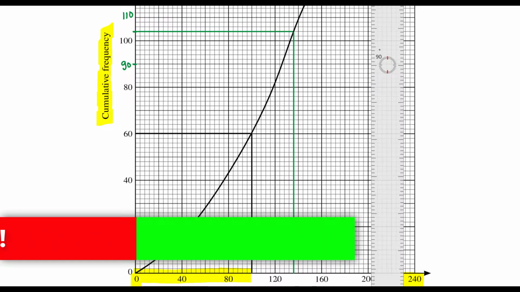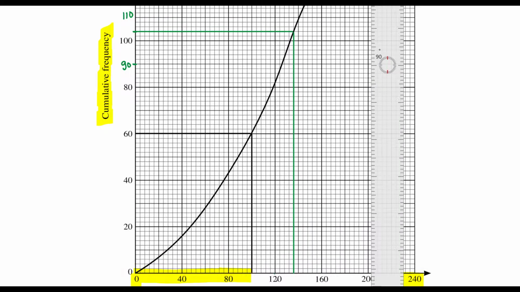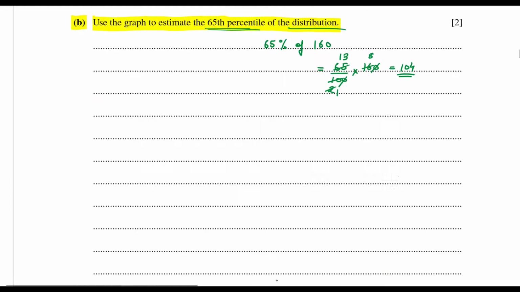So from here we can read it is 120 and it is 160, so midway it is going to be 140. So 5 gaps for 20 means 1 gap is 4. So it is 124, 128, 132, and this is 136. So the answer is 136 centimeters. That is the 65th percentile.